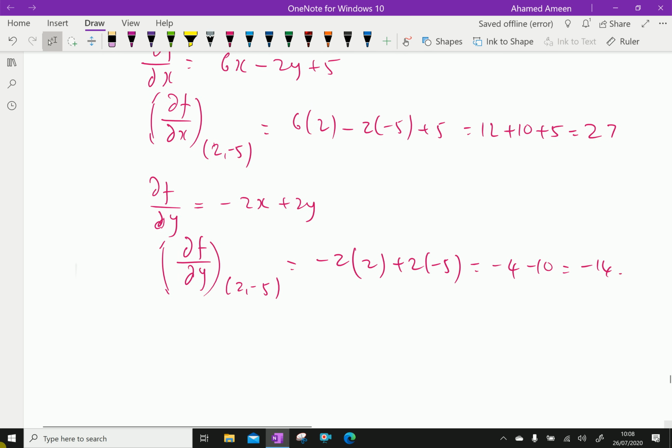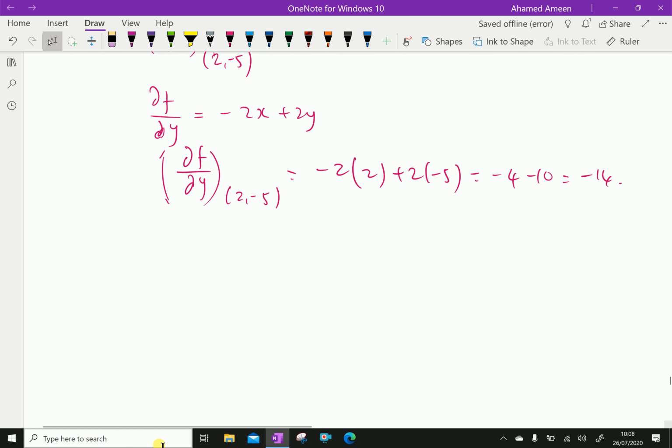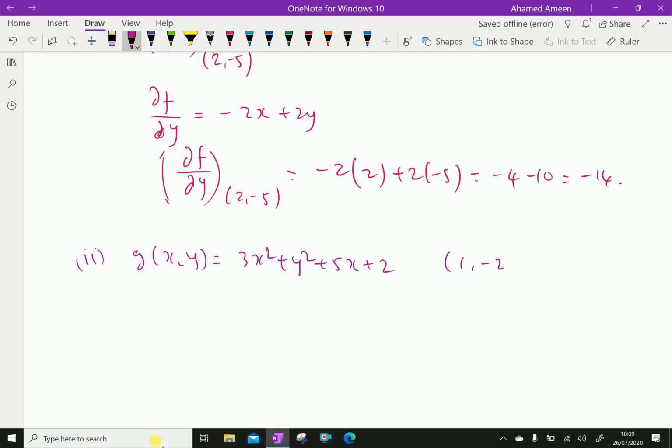Then question number 2: g of xy is 3x squared plus y squared plus 5x plus 2 at the point (1, -2).